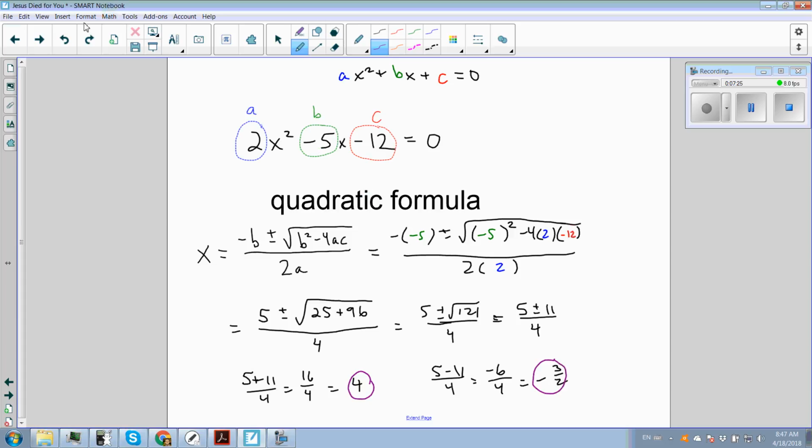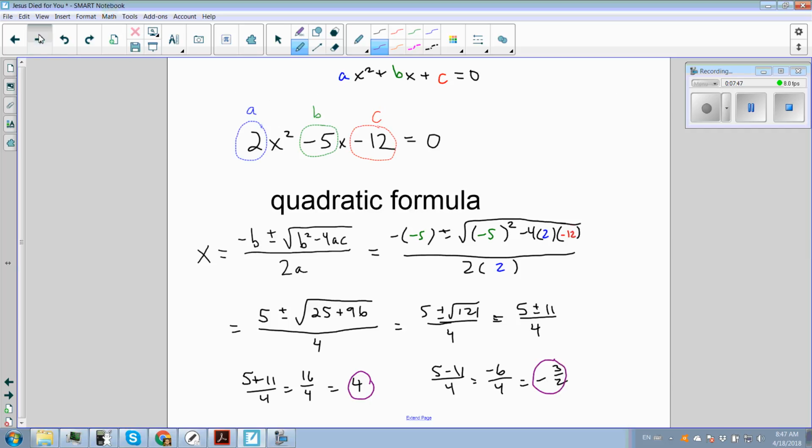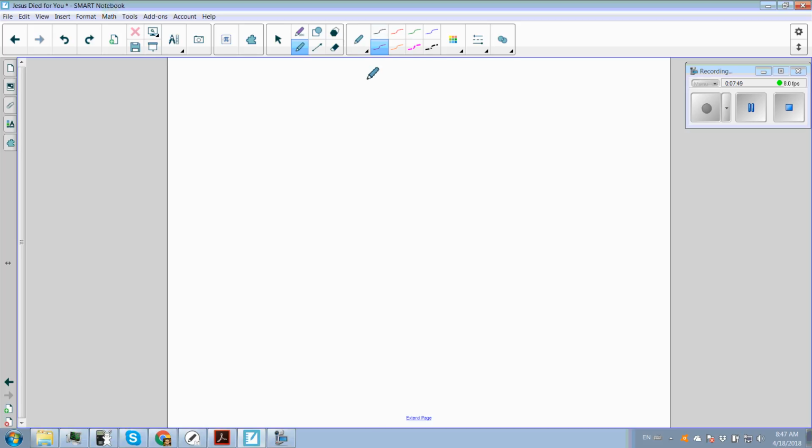And if we look back at the factoring, you can see that if x minus 4 is the factor that equals 0, then x would equal 4. And if 2x plus 3 equals 0, x would equal negative 3 halves. So now this quadratic equation could have been solved using the quadratic formula or factoring, but let's do one that would only be solvable using the quadratic formula.